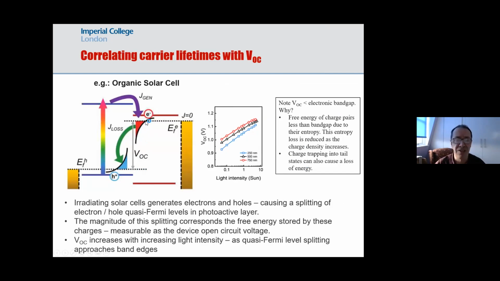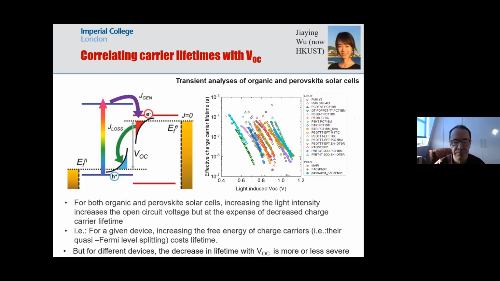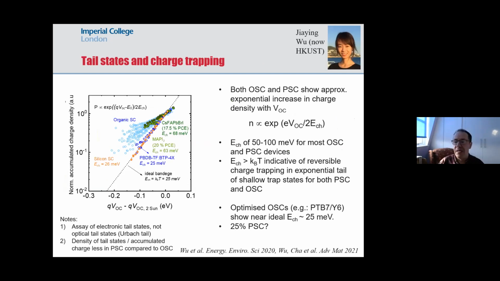And these tail states can extend into the band gap, and how far they extend into the band gap tells you how much charge you store in those tail states at the Fermi level split. And of course, if you store more charge, then that tends to accelerate more recombination, and so that's not a good thing. In addition, of course, the relaxation of carriers into those tail states corresponds to a loss of energy. And what we're starting to understand is how we can design materials with fewer tail states.